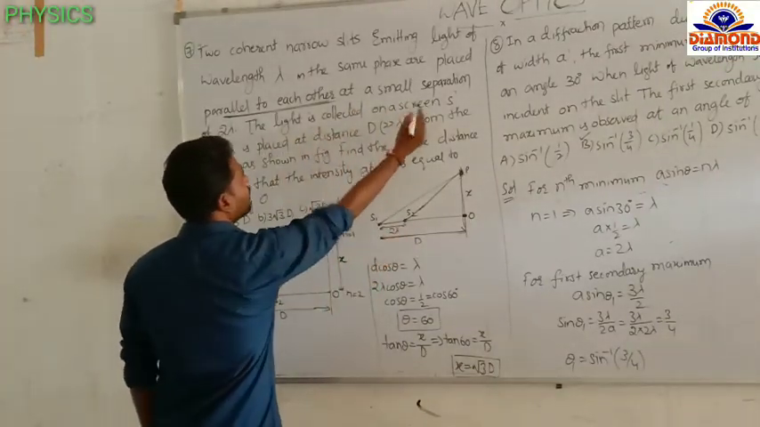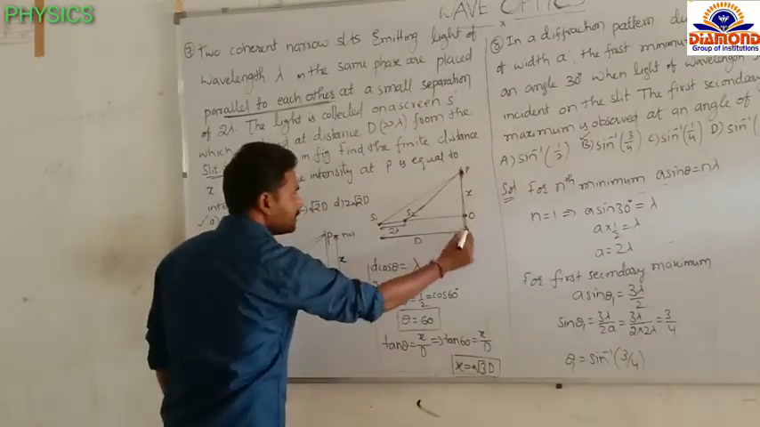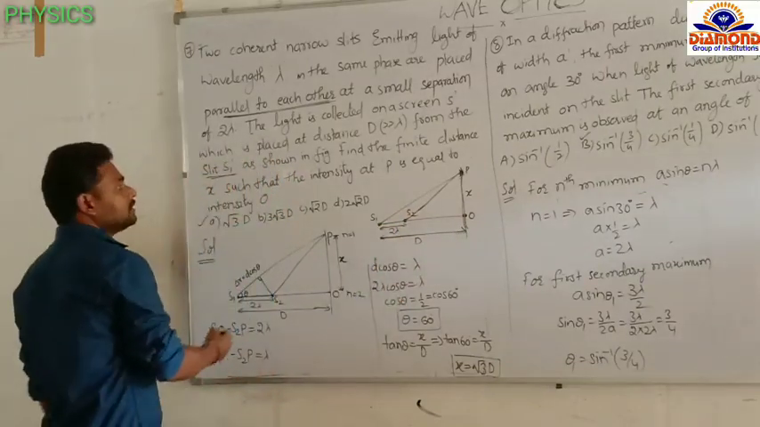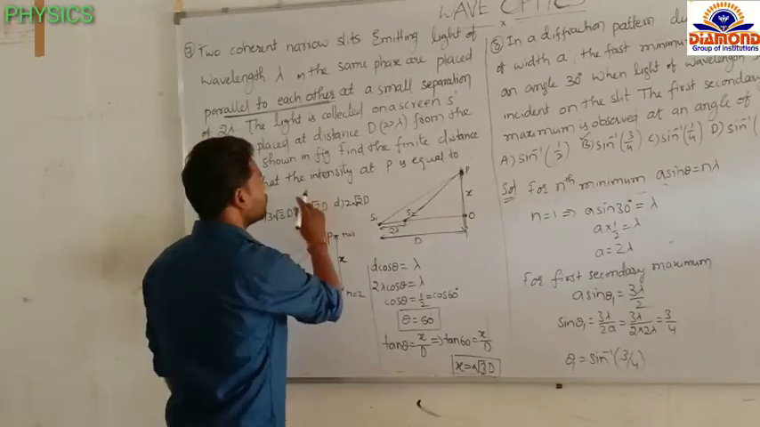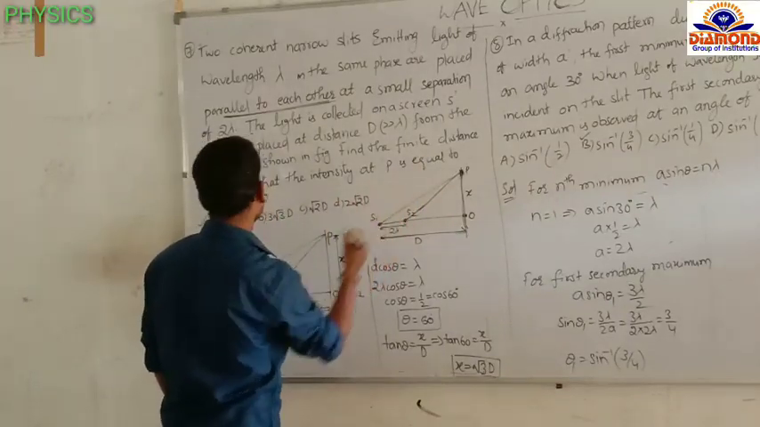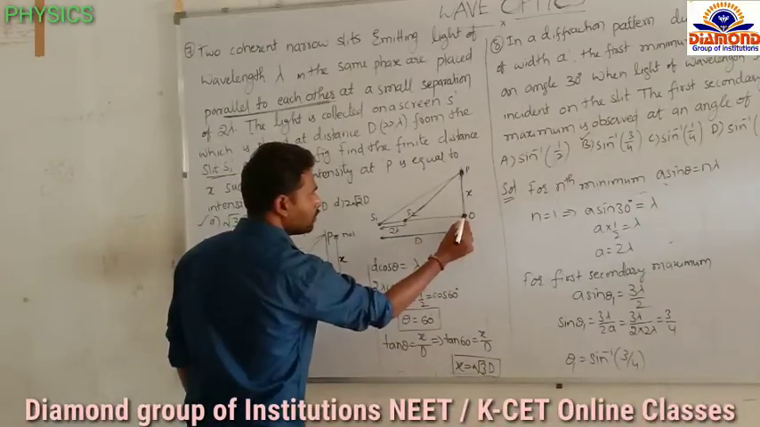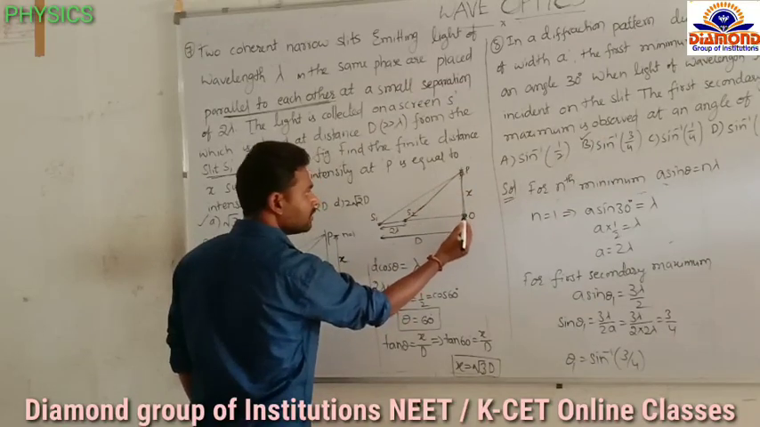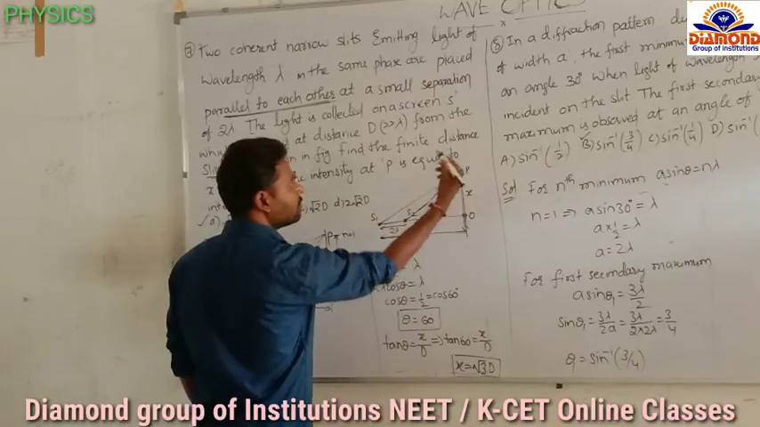The light is collected on a screen S, which is placed at a distance D. So now the screen is here. The distance of the screen from the S1 slit is capital D. They are asking to find the finite distance x such that the intensity at P is equal to the intensity at O. Whatever intensity we get at O, we have to get the same at P. That means if we get a dark fringe at O, we have to get a dark fringe at P. If we get a bright fringe at O, we have to get a bright fringe at P.